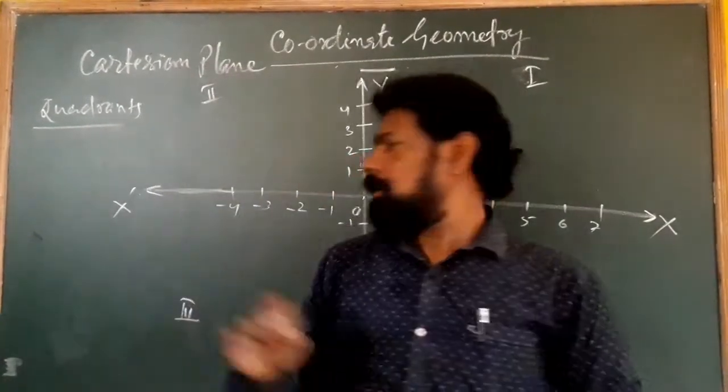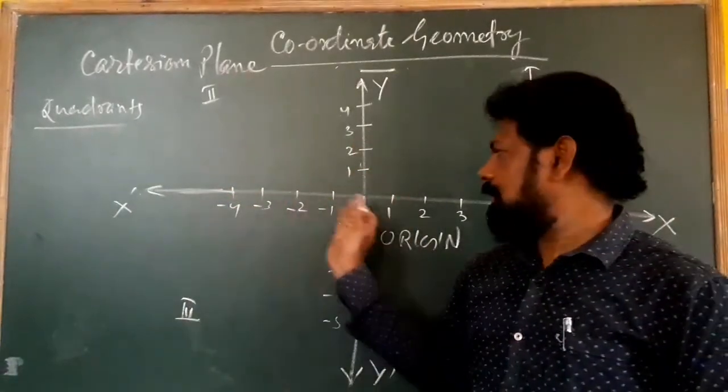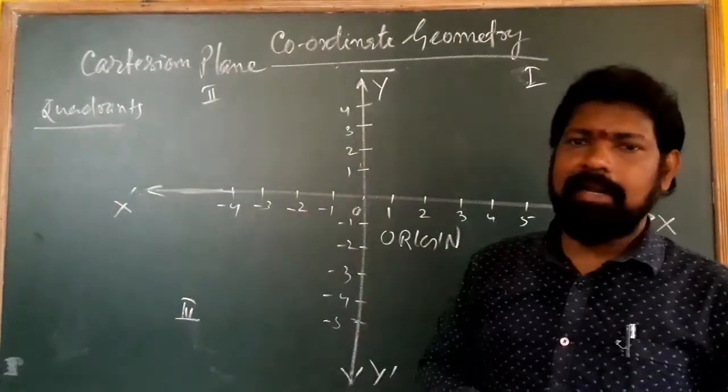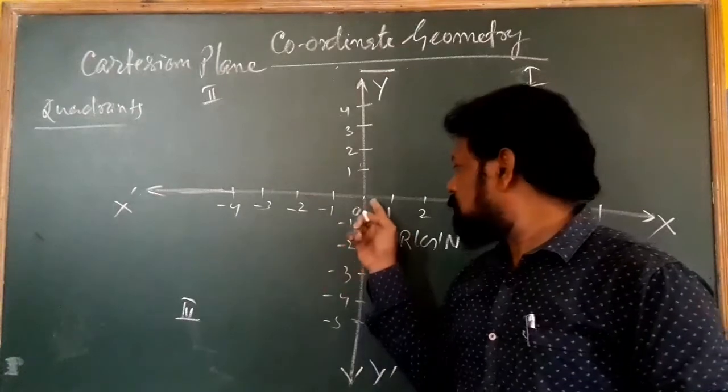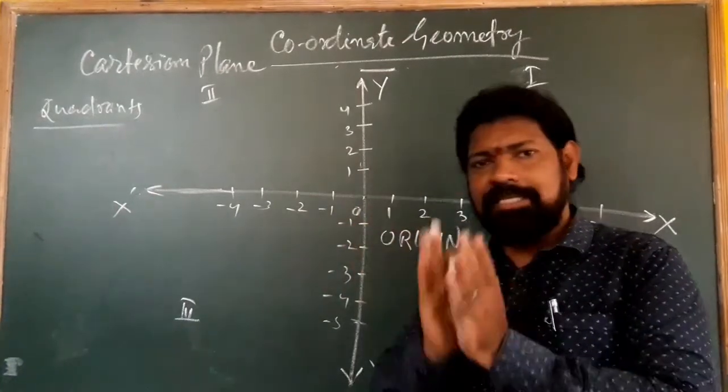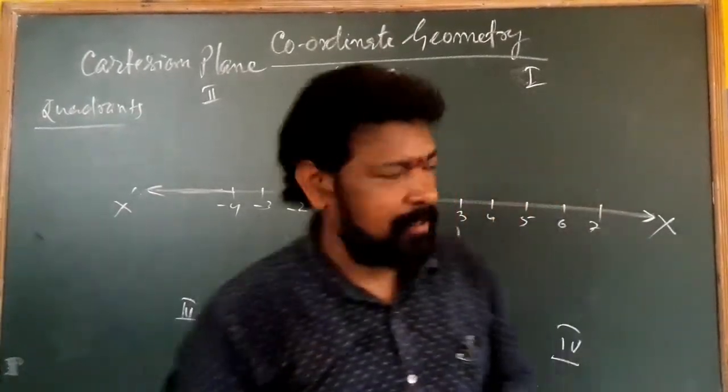So this is what you can take: equal intervals in x-axis as well as equal intervals in y-axis, starting from this point, origin. Because it starts from this point, it is called origin.